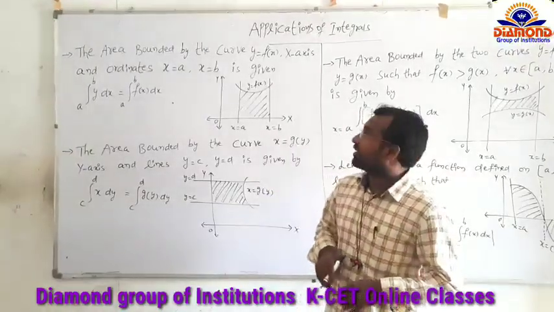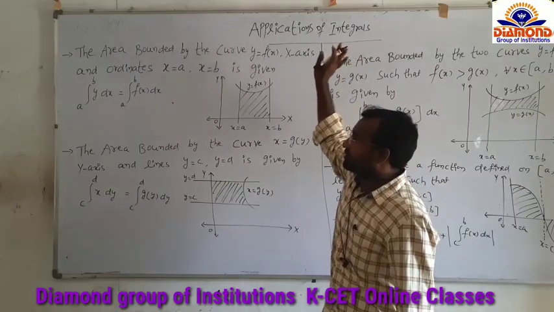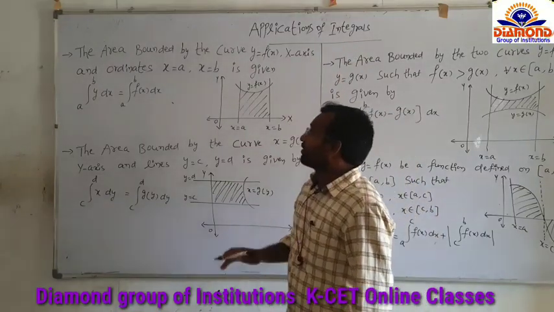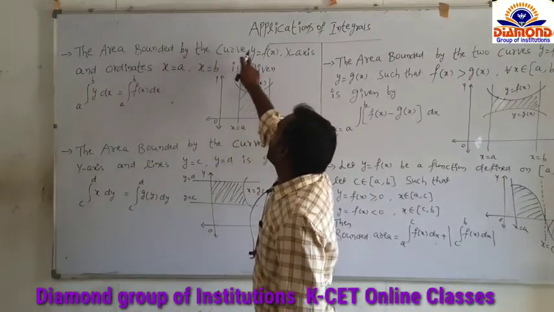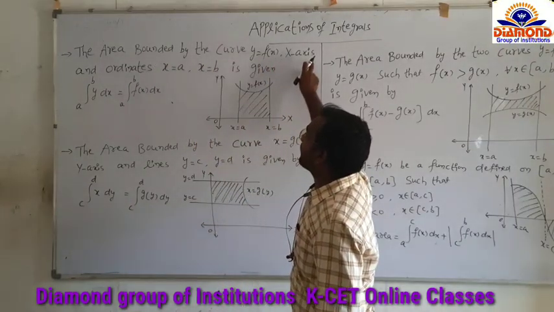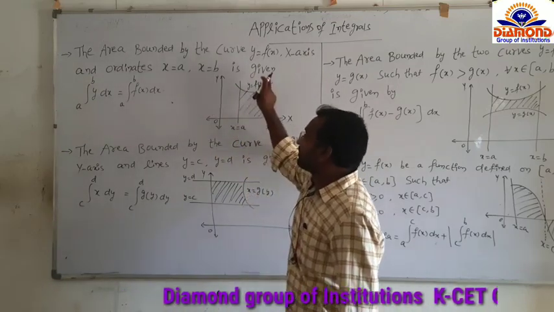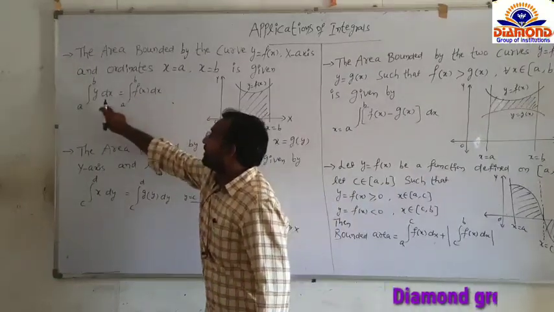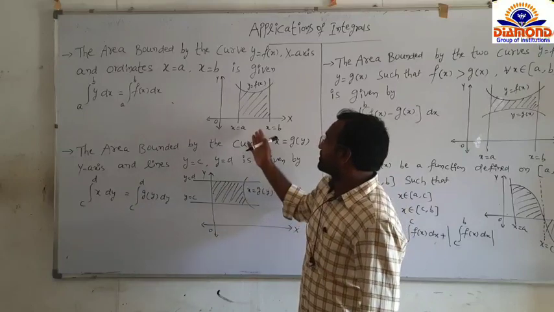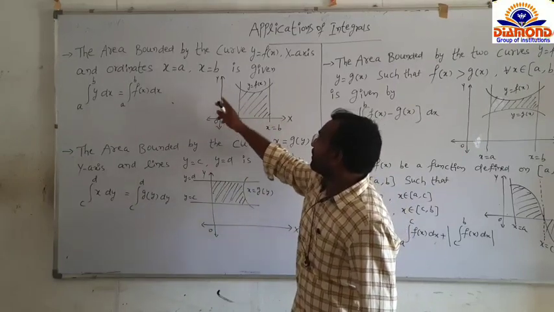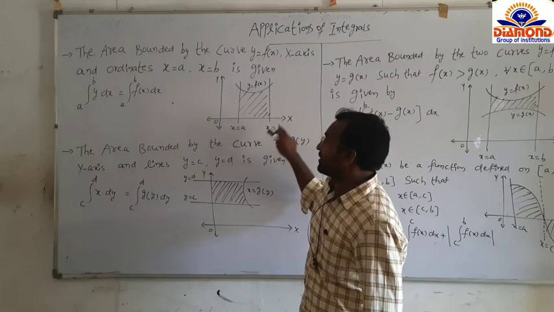Today we discuss the chapter Application of Integrals. See the points. The area bounded by the curve y equal to f of x, the x axis, and the coordinates x equal to a, x equal to b is given by integration a to b y dx, equal to integration a to b f of x dx. So the diagram is like this. With the coordinate axes, y equal to f of x is a curve. The area bounded by this curve lies between a and b.